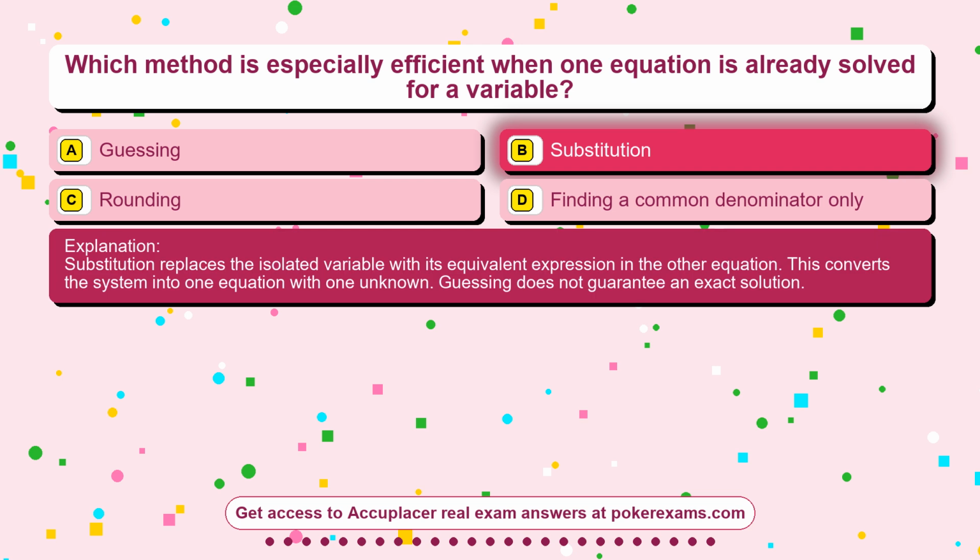Substitution replaces the isolated variable with its equivalent expression in the other equation. This converts the system into one equation with one unknown. Guessing does not guarantee an exact solution.